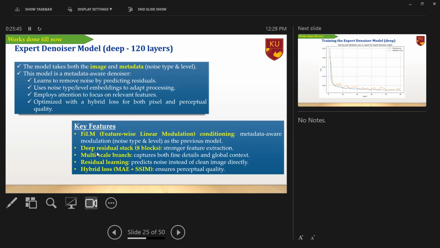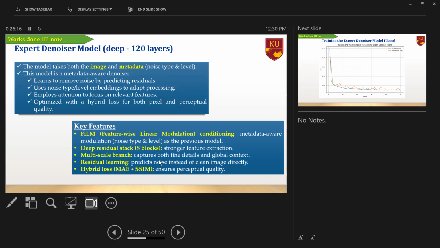Here the deep residual stack has 8 blocks, and in the previous one we had 4 blocks, and among the 4 blocks we used only 2 film layers. Here we have 8 residual blocks, and for each block we are using the film layer, which will generalize the output. We lost some information in the previous model, so here it tries to keep more information in the final output.